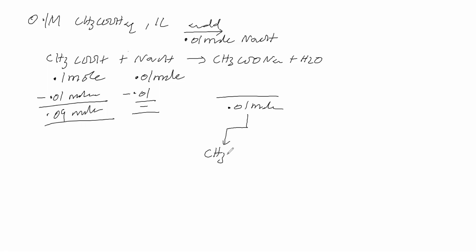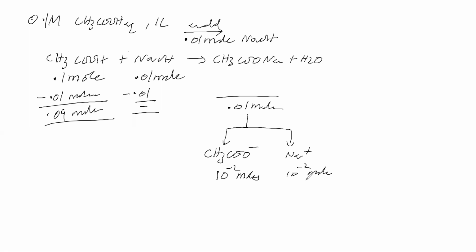It gives 0.01 mole of acetate ions, that means 10 power minus 2 moles, and it gives sodium ions, 10 to the power of minus 2 moles. Why have we taken complete dissociation? Sodium acetate is a strong electrolyte with a higher degree of dissociation, so we assume it undergoes complete ionization. Okay, like this idea we got.